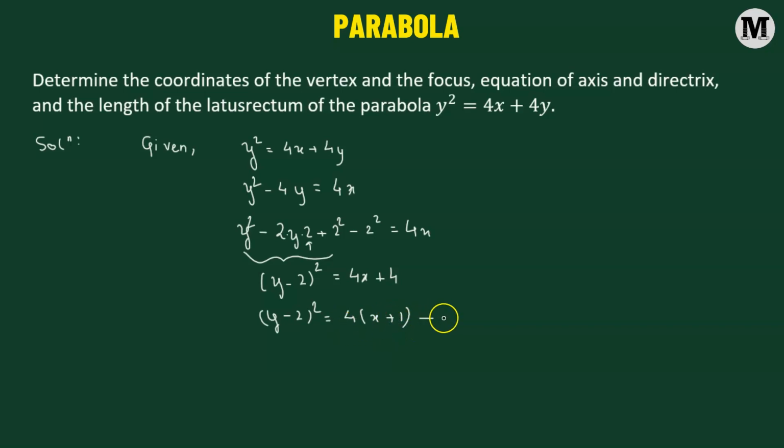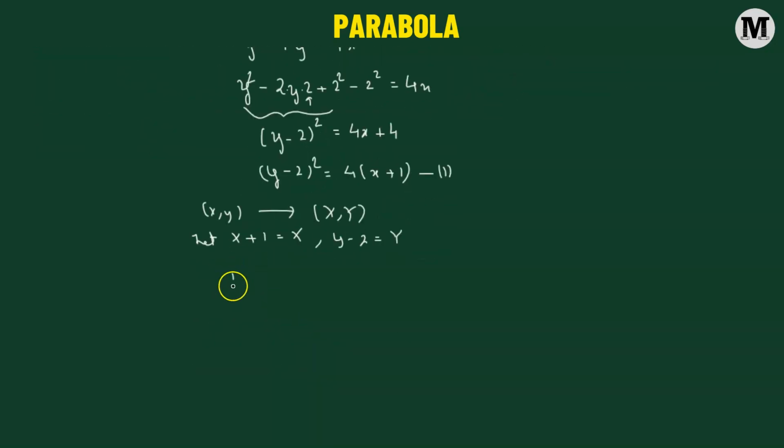Now this is the equation of the parabola, although it is expressed in the standard form, the coordinates of the vertex have been shifted by some amount. In order to find it out, we'll transform the coordinates from x, y to a new coordinate system X, Y using the substitution x plus 1 equals X in uppercase and y minus 2 equals Y in uppercase, such that equation number 1 now becomes Y squared equals 4X.